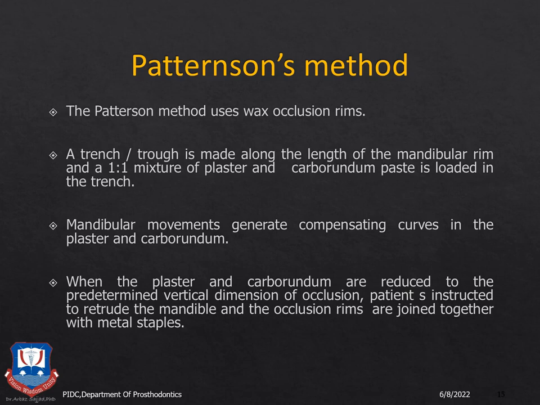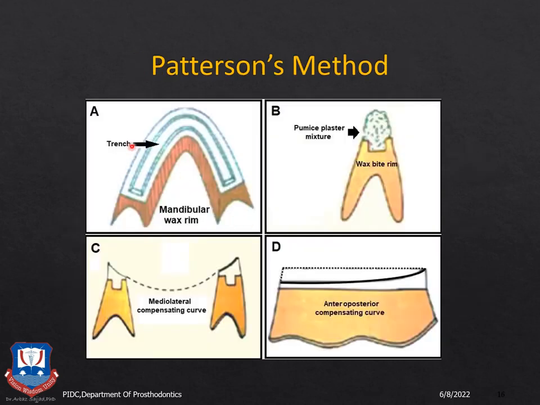That is, the carborundum plaster mix was ground and pushed anteroposteriorly and mediolaterally in the form of compensating curves like the curve of Spee, the curve of Wilson, etc. So this was the Patterson method. Here a trough was created. It was filled with the carborundum and plaster 1:1 mix. And the patient was asked to do all excursive movements, and this generated compensating curves in the plaster carborundum mix.